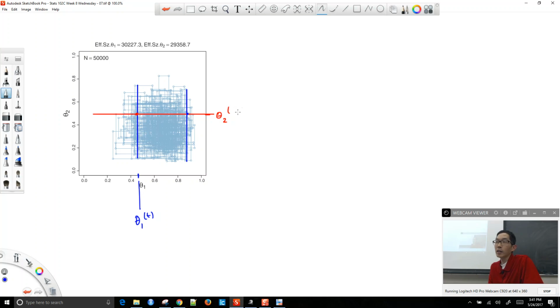At time t, you have a theta 1 and you have a theta 2, and then during the next cycle, you're going to generate a new theta 1, that'll be t plus 1, and then once you have that, you use that to generate your next theta 2, and so on and so forth. So here, we are moving through one dimension at a time. With Gibbs sampling, we update one dimension at a time.